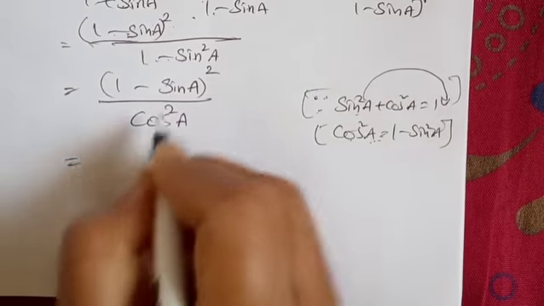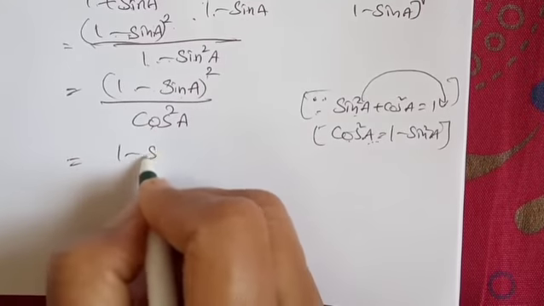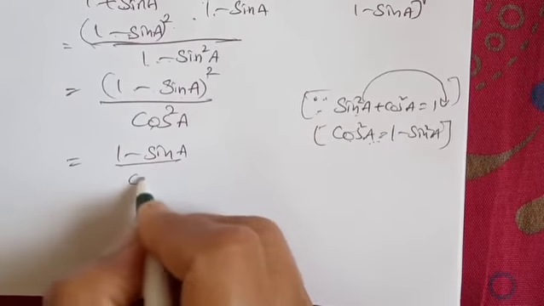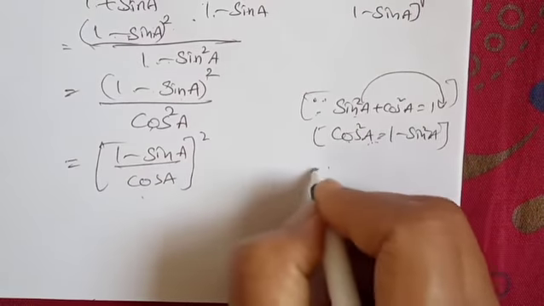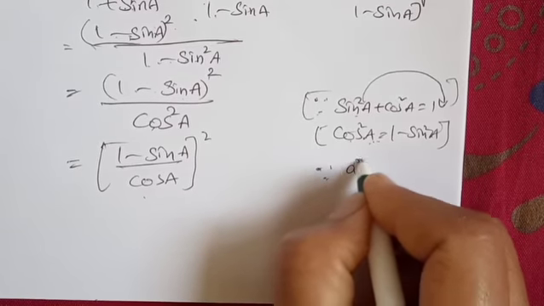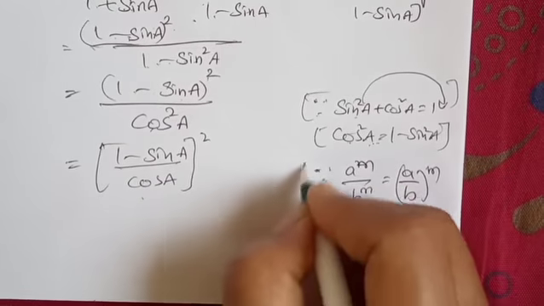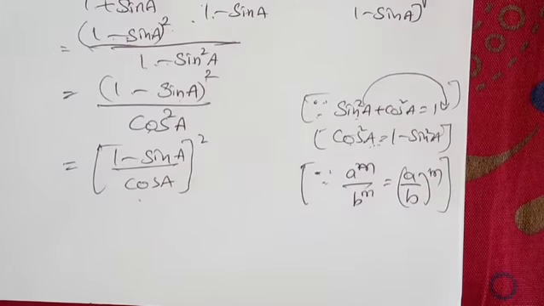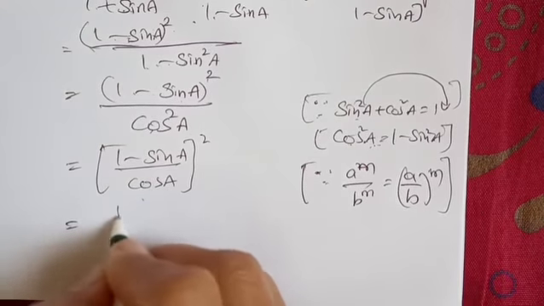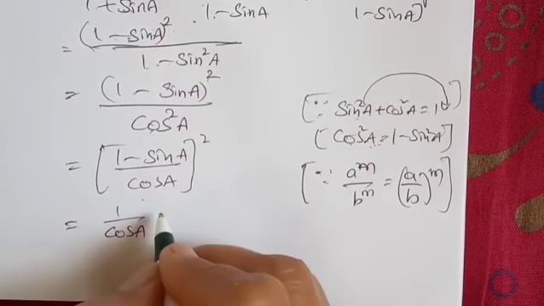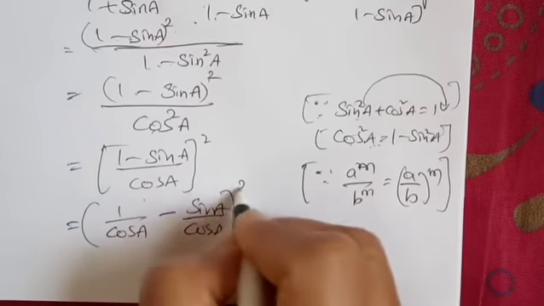Okay, children. So now this is 1 minus sin A whole square, this is cos square. We can convert them into a whole square, the numerator and denominator whole square. And here also you can write a to the power m by b to the power m is nothing but a by b whole to the power m. Laws of indices. Okay, children. Now we can segregate them, separate the terms: 1 by cos A minus sin A by cos A whole square.